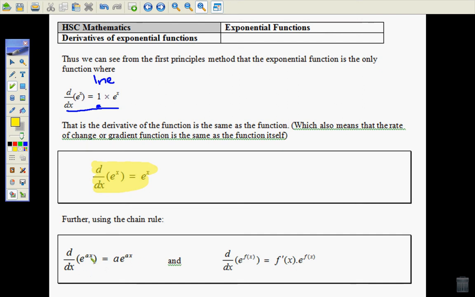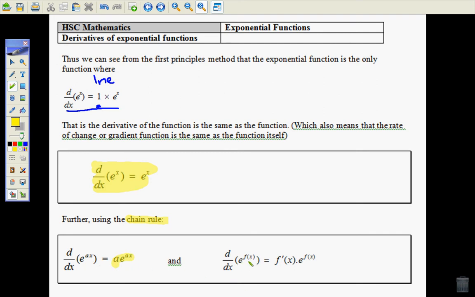Furthermore, we can also use the chain rule to get further derivatives. So if it's e to the power of a times x, so it's not just e to the power of x, but some number times x, the derivative of that would be a times e to the ax. So there's another rule to use.